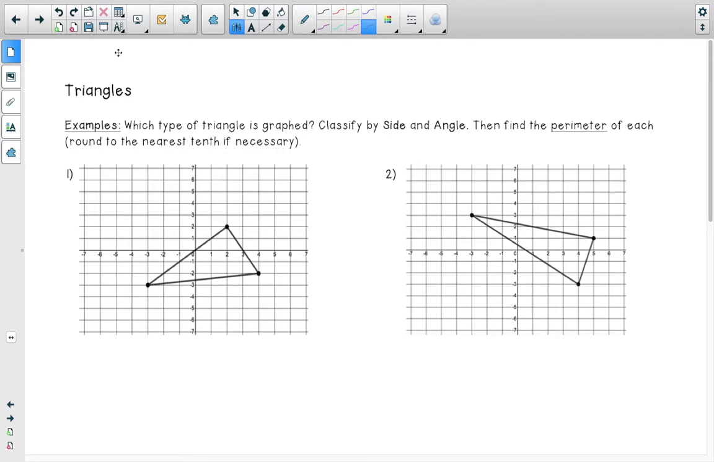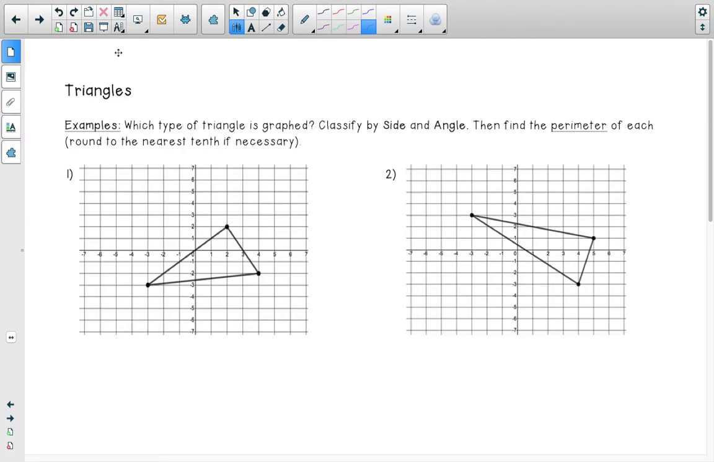This video is on coordinate geometry. We are going to prove mathematically what type of triangles we have. We are not going to look at the picture and assume or guess, but we are actually going to use our properties and coordinate geometry to prove that it is the triangle we believe it is.